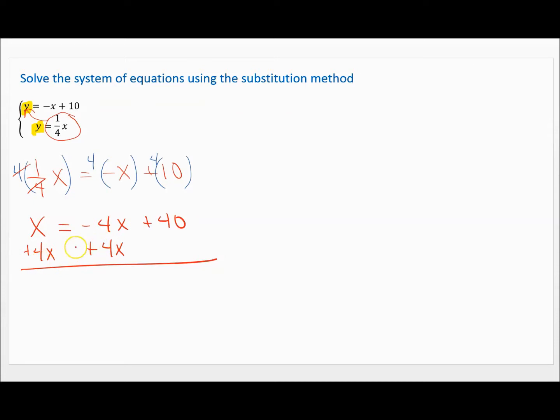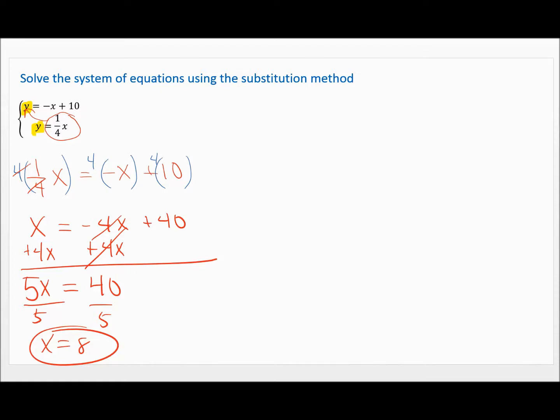But I need to add 4x to both sides, so all my x's are on one side. Cancels on the right, moves over to the left, and now that's 5x is equal to 40. I divide each side by 5 to get that x isolated. It gives me x is equal to 8. So I know x is 8. How do I find y?